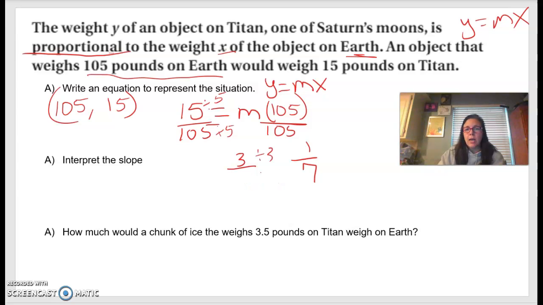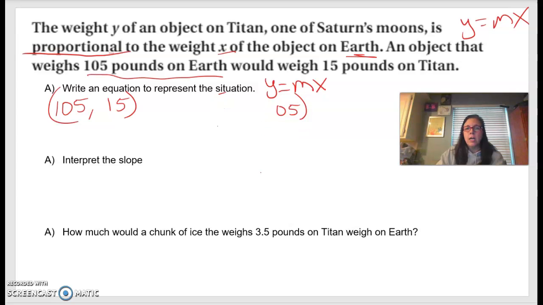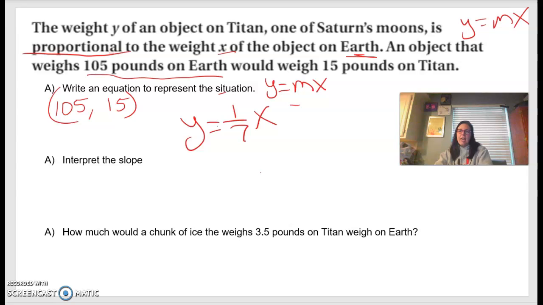Okay, I'm going to erase it so we have some room here. So our slope is 1/7. So that means our equation is y equals 1/7 x.